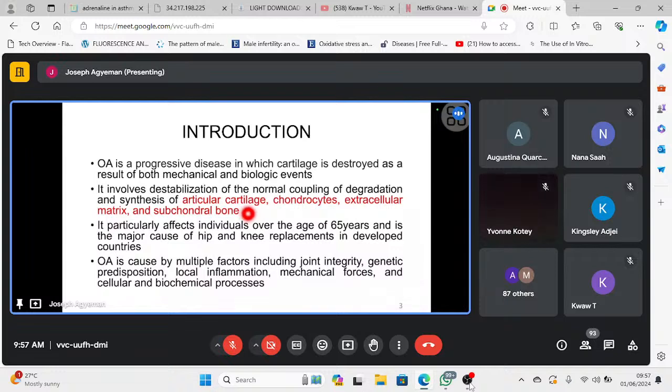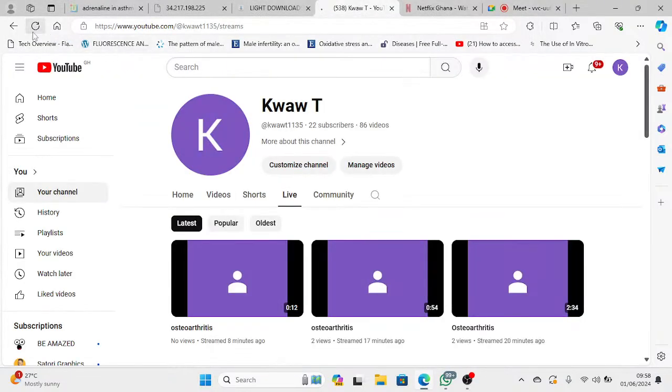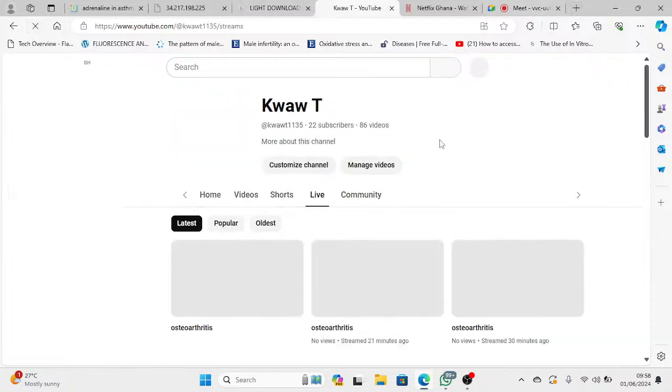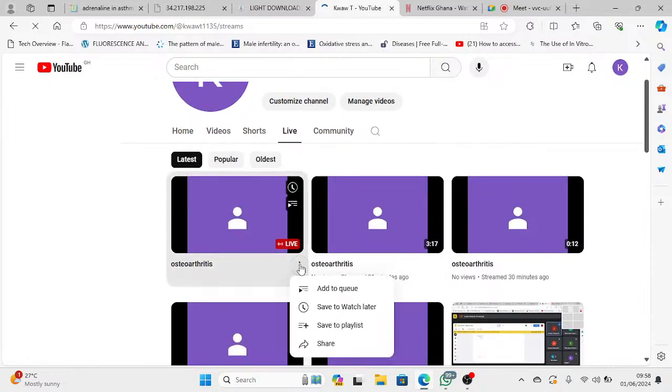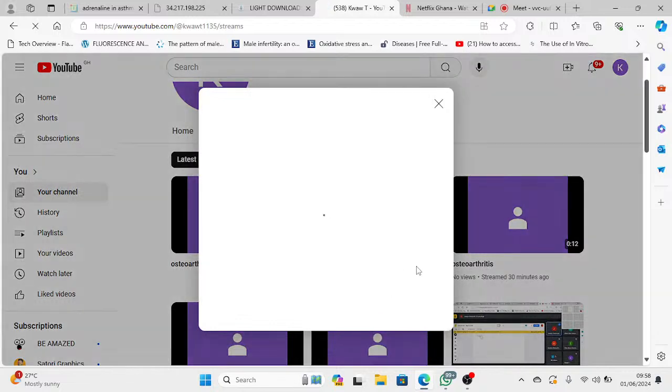You have proteolytic enzymes that also destroy these proteinaceous substances. So if those proteolytic enzymes' activity overwhelms that of the chondrocyte, then you get a deficit. This is what is referred to as the destabilization of the normal coupling. You will be in the deficit and therefore you can't maintain the joint. This condition is typically common with increasing age, in particular those above 65. It is very common with them.